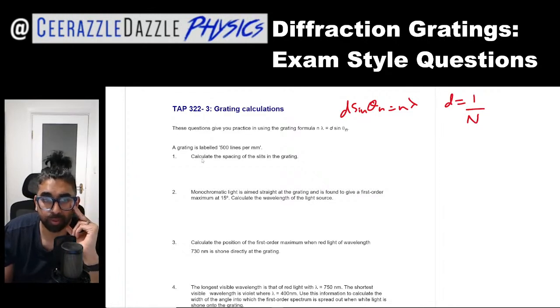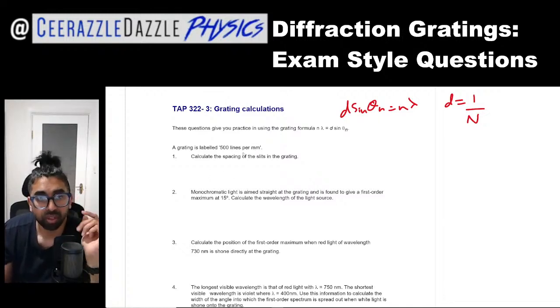Alright, so first of all, question 1. A grating is labelled at 500 lines per millimeter. Calculate the spacing of the slits in the grating. Right, so first of all, you know there are 500 lines per millimeter. That's not the same as how many lines there are per meter. So don't forget, over here, this capital N is the number of lines per meter. So if you've got 500 lines per millimeter, if I gave you a meter stick, how many would you have? You'd have way more. So first of all, let's find out how many there would be in a meter.